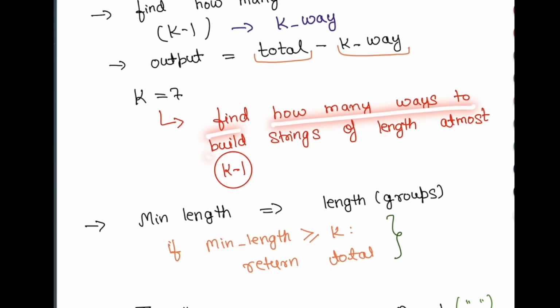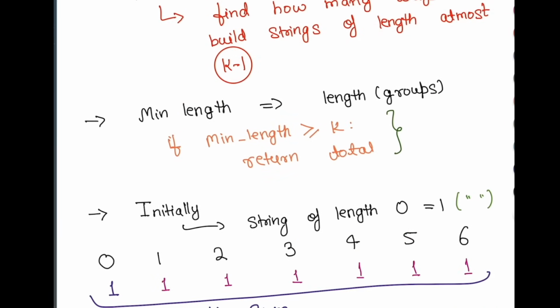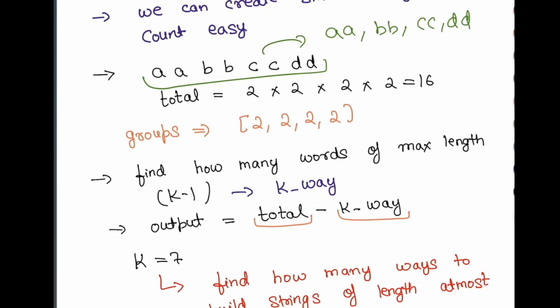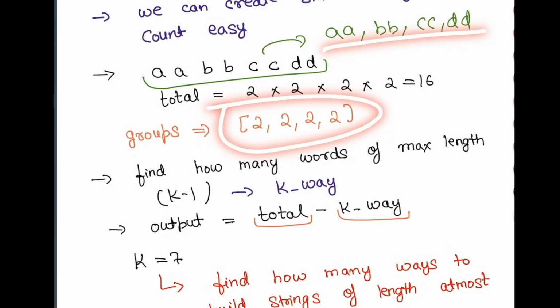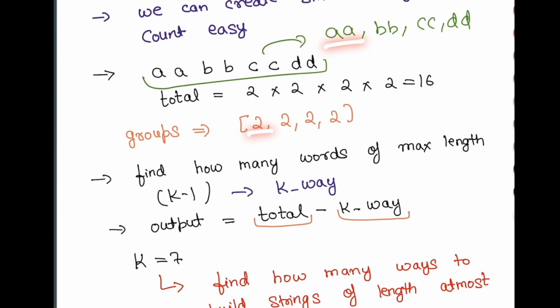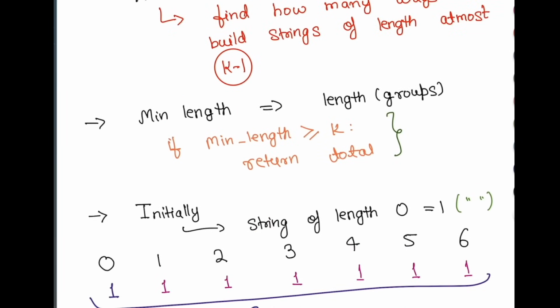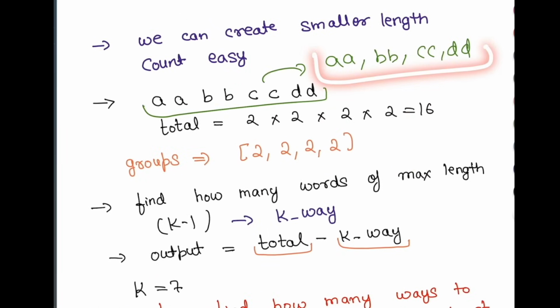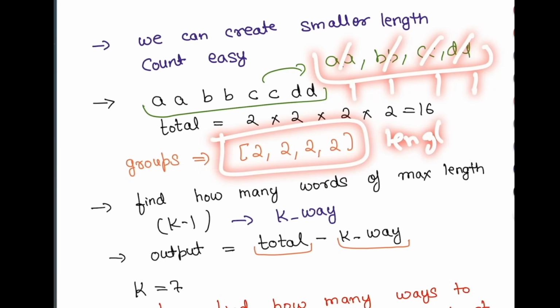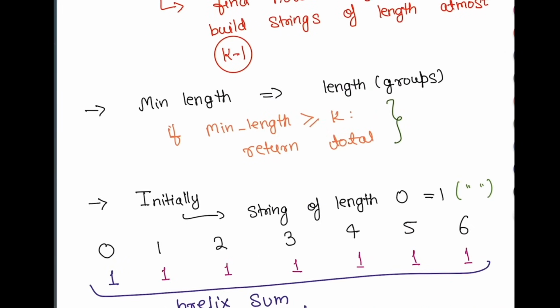We need to find how many ways to build strings of length at most k minus 1. And we know that the minimum length of our string is going to be the length of the groups. We have 4 groups, right? 1, 2, 3, 4. We have created a list of the groups' lengths: 2, 2, 2, 2. 2 means this group is going to contribute a maximum of 2, minimum of 1 characters. Since 2 is the value for all the groups, this is the same for all of them. Now I'm saying that the minimum length of the string which Alice was trying to type is the length of the groups, because if I have 4 groups, each group is going to contribute a minimum of 1 character. I have 4 groups, so the length of my groups is 4. So the minimum possible length is 4.